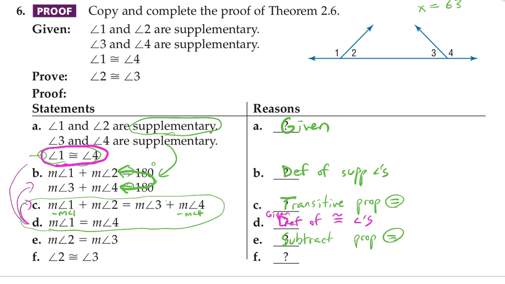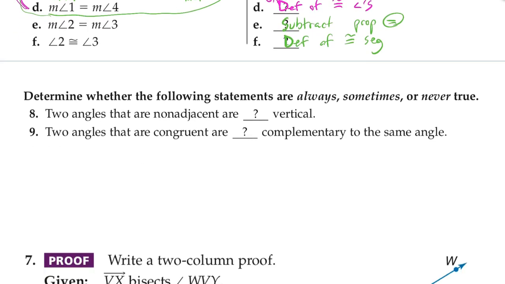And if the two have equal measures, well, then that means the angles are congruent, and that's by the very definition of congruent angles, okay? All right, this is good. I like that proof. That was nice and clean.